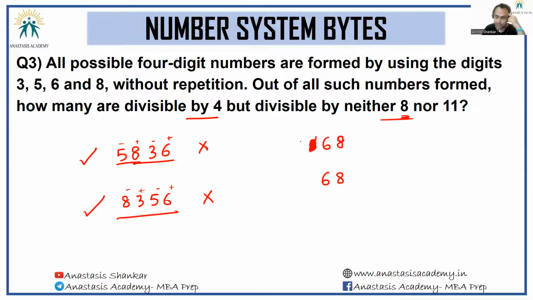I cannot have 568. Can I have 368? 320 plus 48. No, this is not acceptable, which would mean no other case is possible. I cannot have 6 or 8 in the last spot, because if I place 3 prior to it or 5 prior to it, this number will become divisible by 8. So I cannot have any more cases. I cannot have any cases with unit digit as 8, and no other cases are possible. Therefore, the answer to the question is 2.